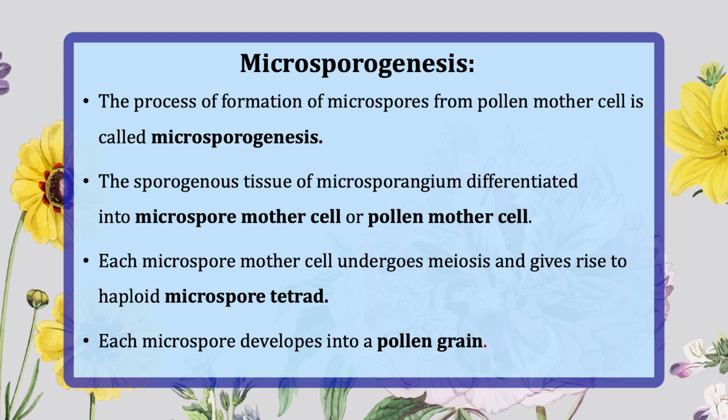Haploid means the number of chromosomes will be half in daughter cells. As the microspore tetrad dehydrates, it dissociates and forms 4 microspores. Each microspore develops into a pollen grain. This process is called microsporogenesis. Now we will discuss the structure of pollen grain.